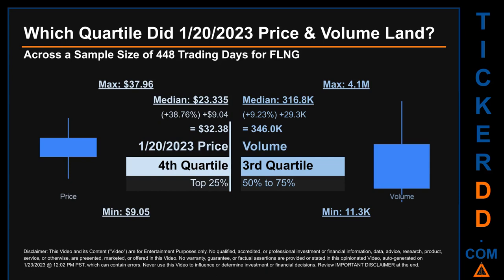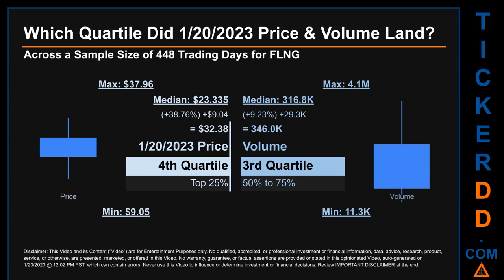The day's volume landed within the third quartile, that is within the 50% to 75% range of all sampled daily volume, which saw a max daily volume of 4.1 million and a minimum of 11.3 thousand. Quartiles tell us about the spread of a data set by breaking that data set into quarters, just like how the median breaks the set into half.